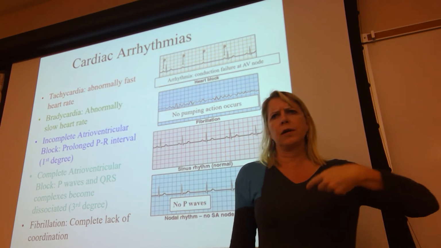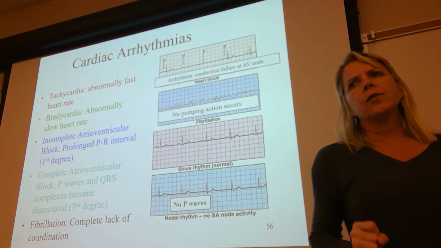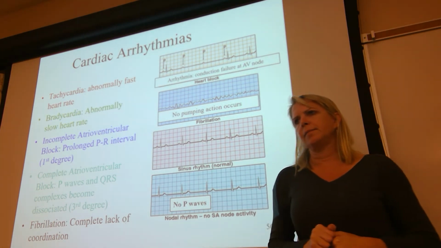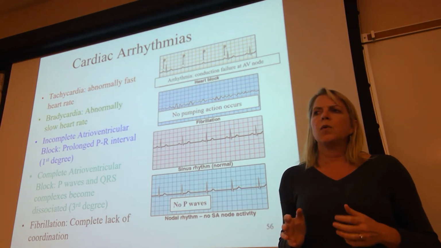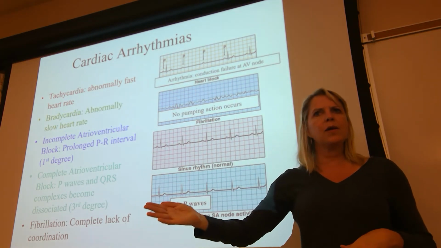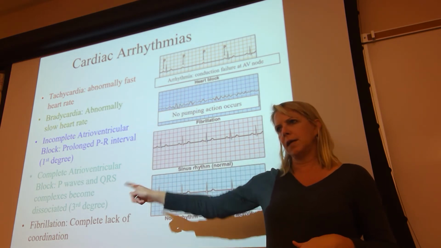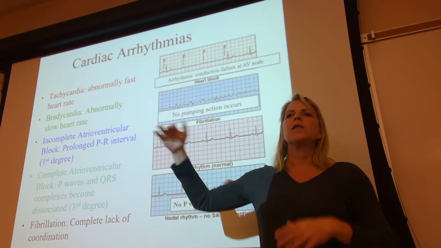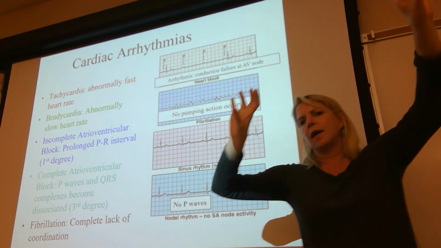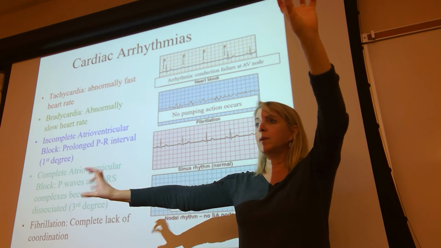Are there other kinds of AV nodal block? Is there a second degree? Is there a third degree? Yes, there are. Second degree, I don't want you to worry about it. Third degree, we start to see P wave after P wave after P wave, and then we see a QRS-T. So atria and ventricles are dissociated. They're no longer communicating to each other.